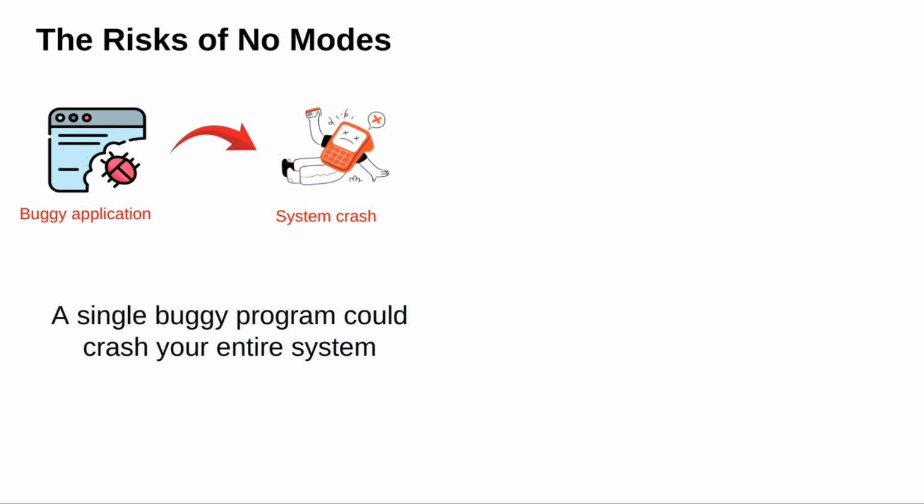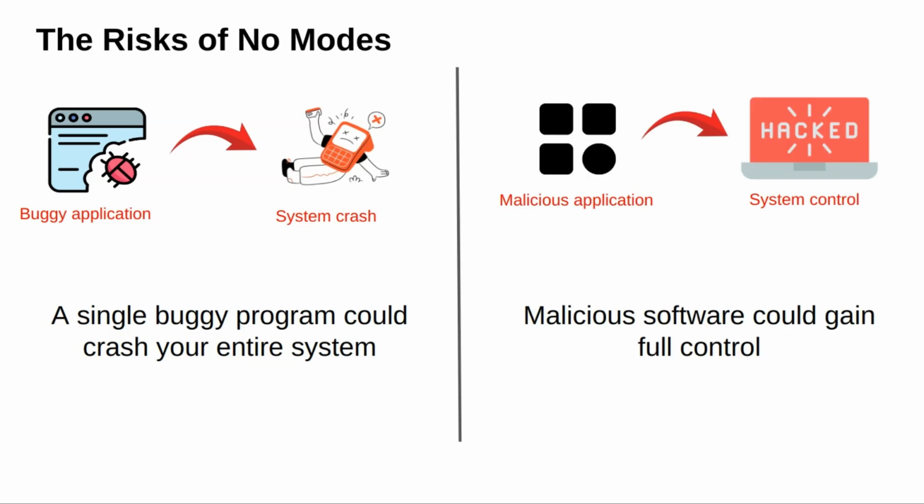And moreover, a single buggy program could crash your entire system. Or worse, a malicious software could gain full control. This is why we need controlled access, which is where user mode and kernel mode come in.